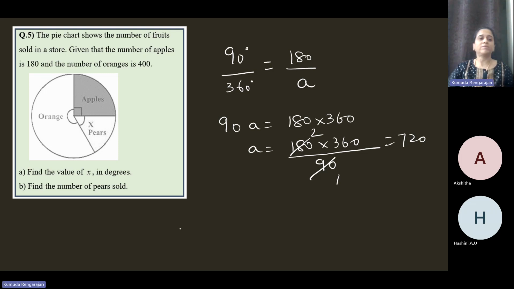Now, what will be the central angle for oranges? 400 oranges by 720 into 360. Yes, central angle formula. 400 by 720 into 360. Correct. 200 degrees. So then what will be the number of pears sold? You know 180 apples and 400 oranges. So 720 minus 580. 140. Yeah, the first thing you should crack.